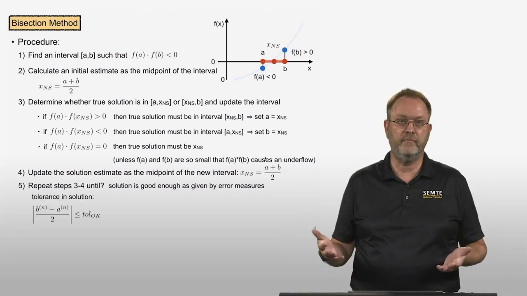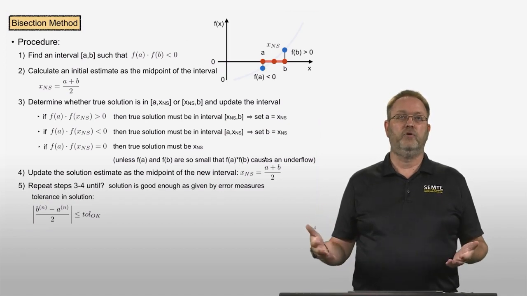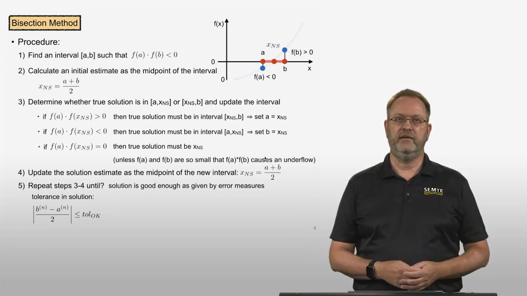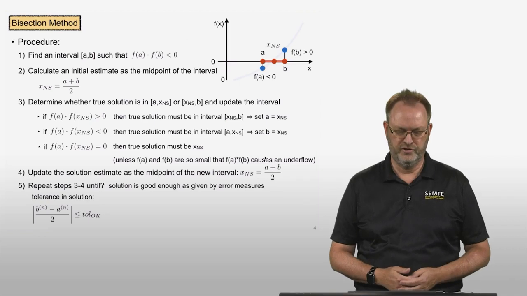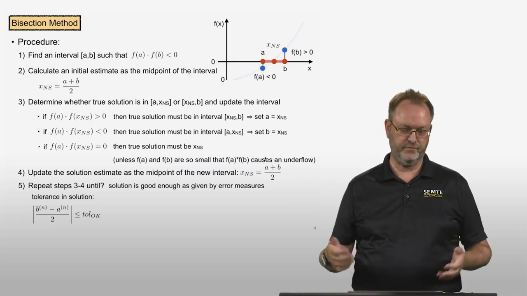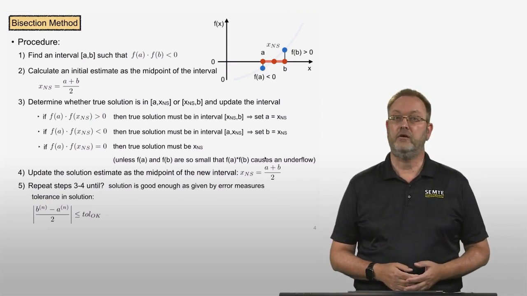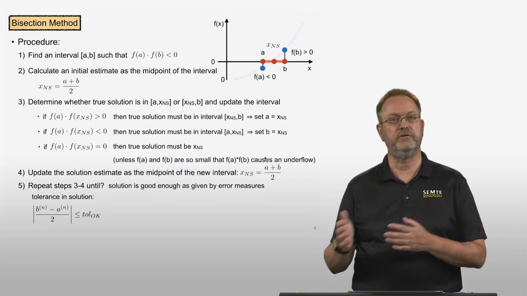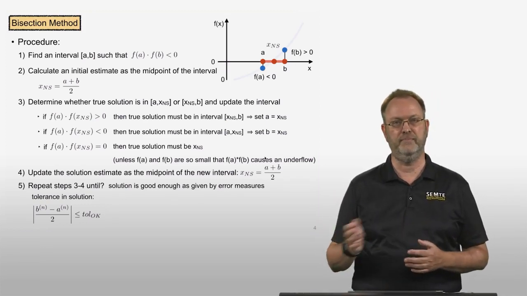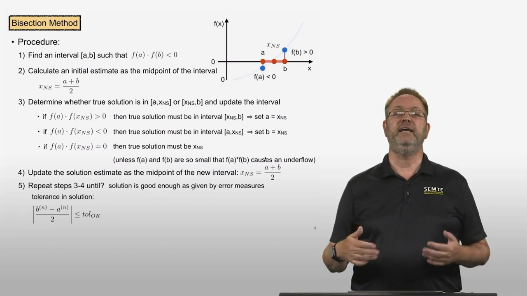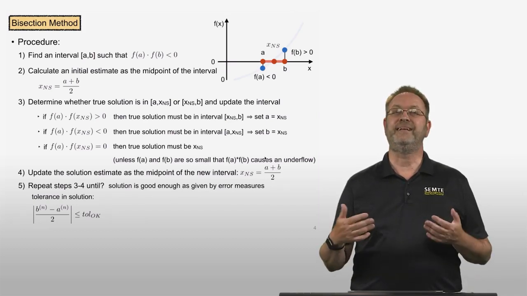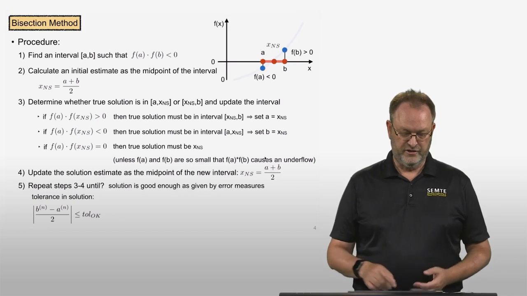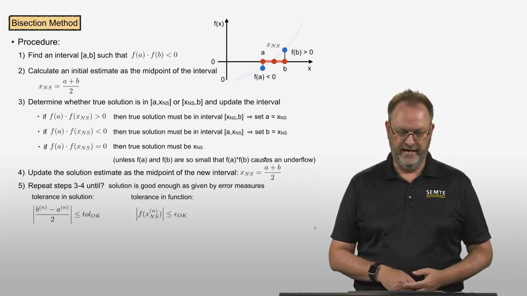So what could these error measures be? Well, for a bracketing method, we can calculate the tolerance in solution. So we could continue with steps 3 and 4 until the tolerance in solution, which is after n iterations the right bound minus the left bound value, so b minus a divided by 2, is smaller or equal to some acceptable value, here abbreviated as tolerance.